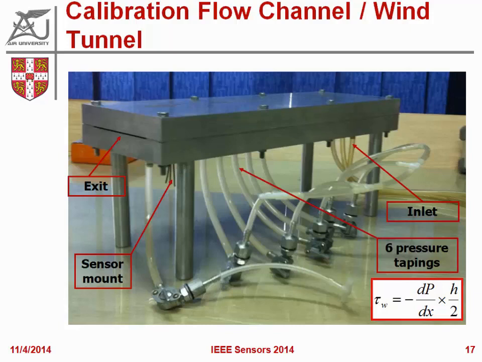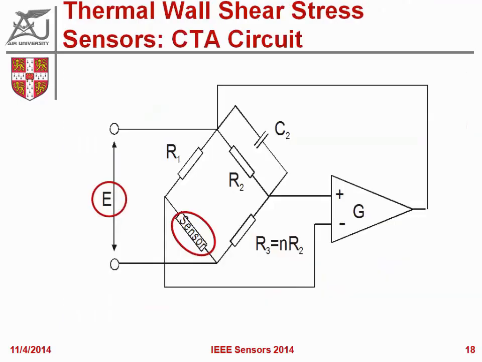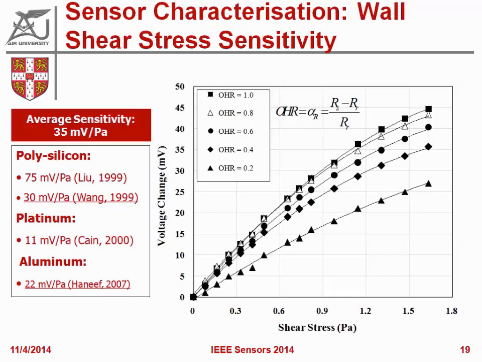Through this calibration formula, against a known wall shear stress, we measure the pressure drop, and we know the voltage change across the sensor using this traditional CTA circuit.